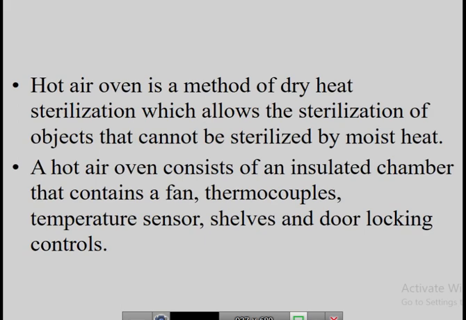The device used for dry heat sterilization is called a hot air oven. Like the autoclave, in which moist heat sterilization is carried out, the dry heat sterilization method is carried out in a device called a hot air oven. It consists of an insulated chamber that contains a fan for distribution of the heat. Then it contains thermocouples, temperature sensors, shelves, and door locking controls.